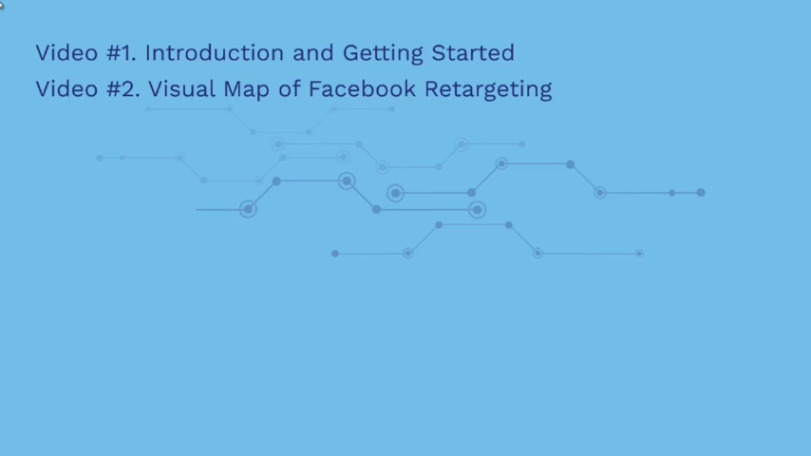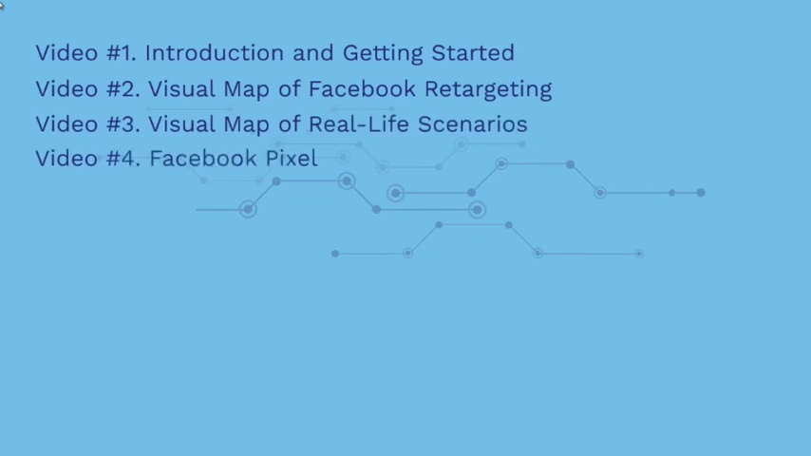Because if you set things up like an email opt-in retargeting campaign or a blog post campaign or a purchase retargeting campaign, every one of those is different. So once I show you the basics via a visual map, that's when we show you some real life examples in video number 3. Of course, in video number 4, I'm going to talk about the Facebook Pixel, what it is, why it's important, and how it's used.